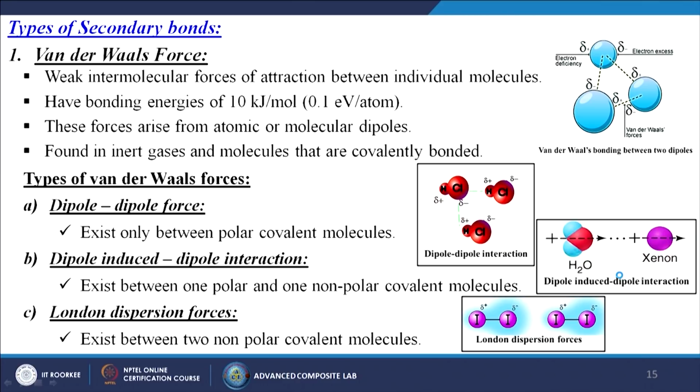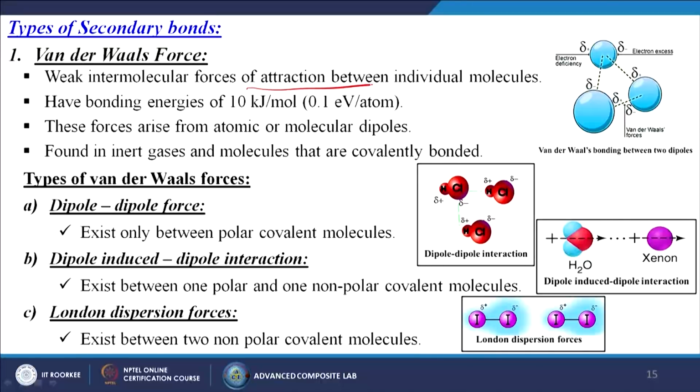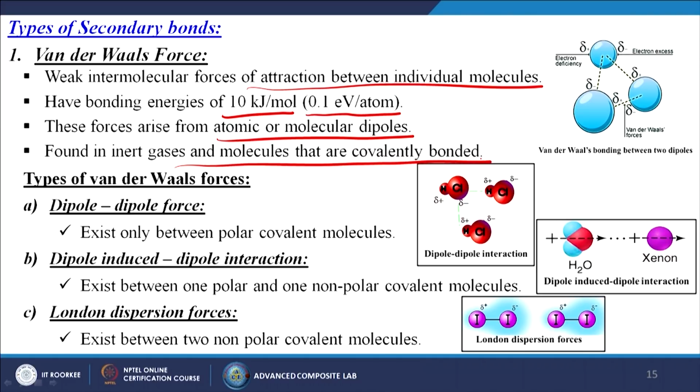Now we are going to discuss the types of secondary bonds. First is the van der Waals force. It is very weak, as I already told you, weak intermolecular forces of attraction between the individual molecules, with bonding energies of 10 kilojoule per mole, equivalent to 0.1 electron volt per atom. These forces arise from atomic or molecular dipoles found in inert gases and molecules that are covalently bonded.